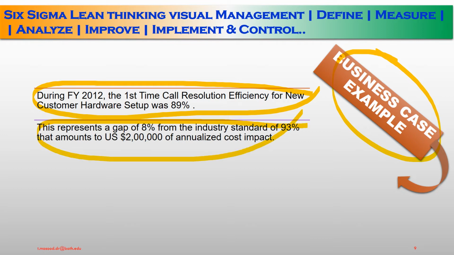It demonstrates a gap of 8% from the industry standard of 93%. It should be 93, but we have 89%. The amount is 200,000 US dollars of annualized cost impact. So it is annual cost impact, how much? $200,000.